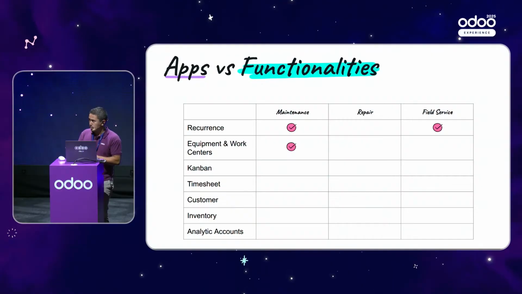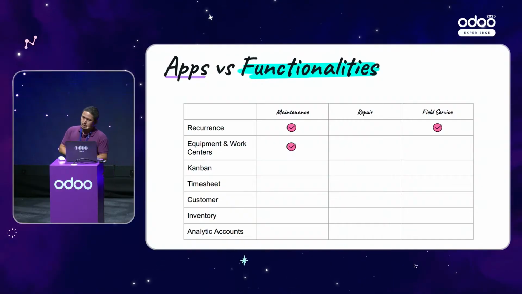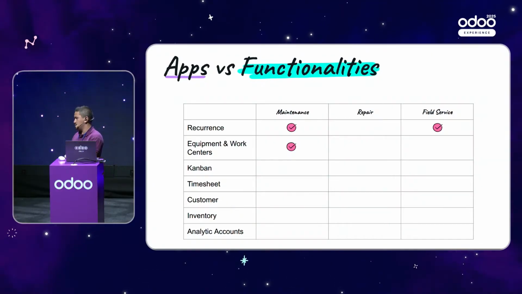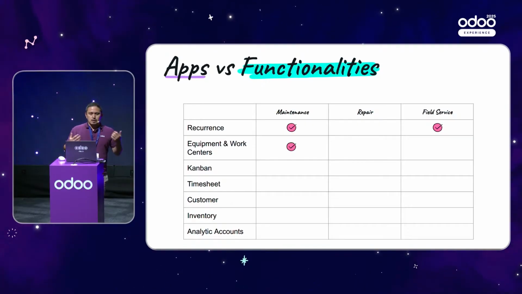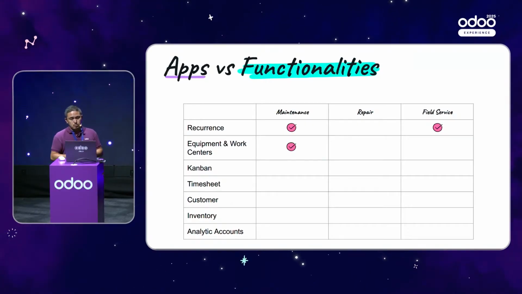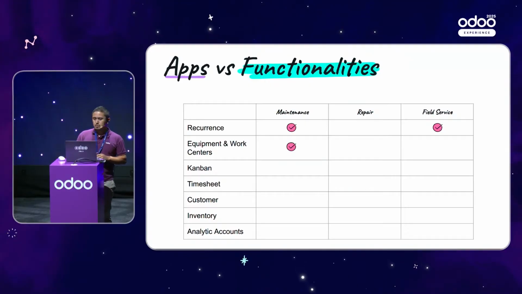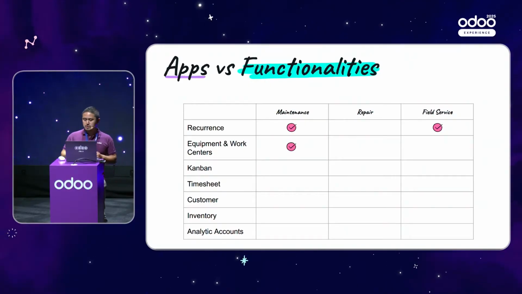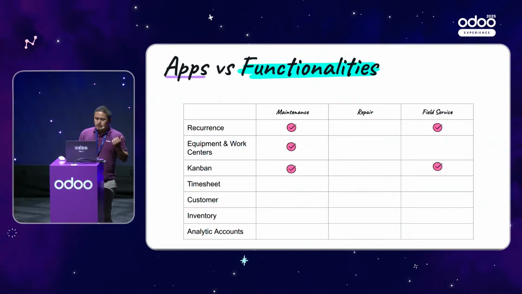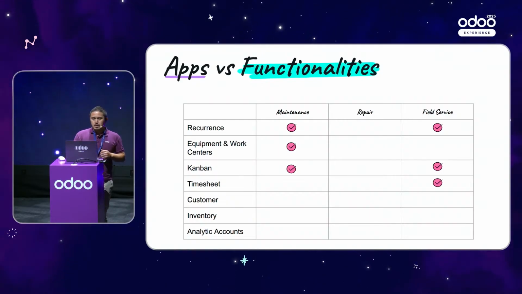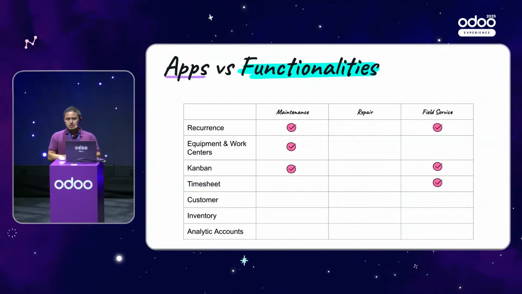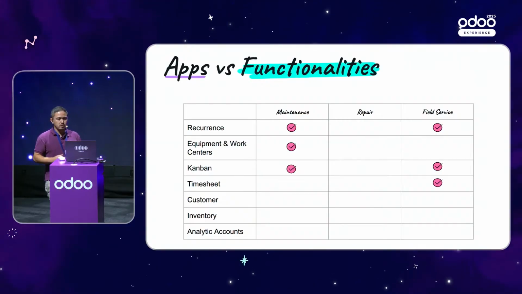And as I'm talking about equipment and work centers, of course, maintenance is the best app because the main purpose of maintenance is to keep your operation or your production running smoothly. This is not what repair and field service offer. Kanban view, you can find in maintenance and field service. And timesheet is something that you can only see in field service.